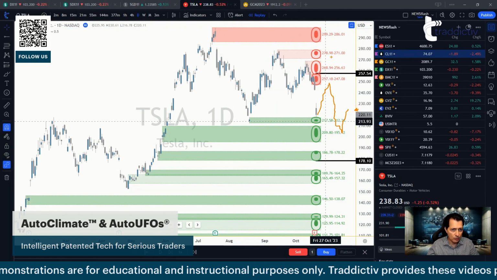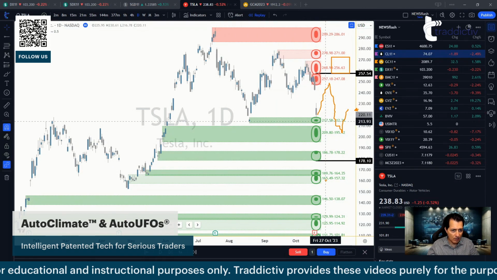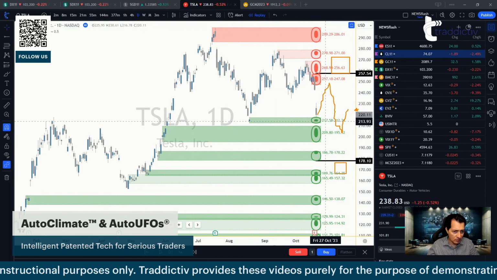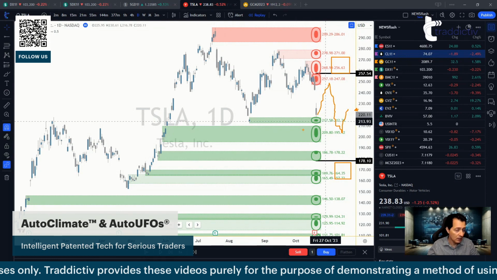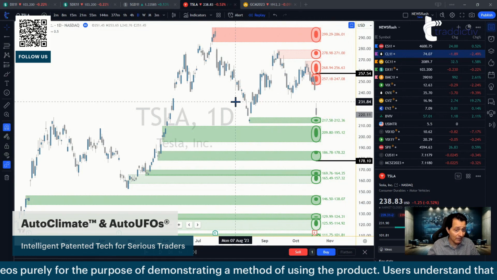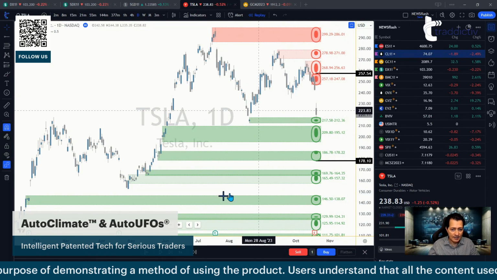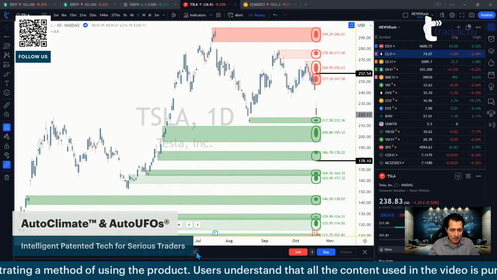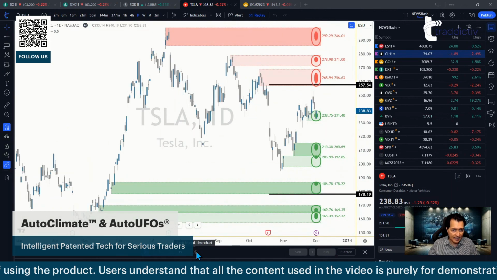So you can do your credit spreads above, credit spreads below, non-directional, iron condor, short strangles, iron butterflies, broken wing iron butterflies, whatever it is that you do as an options trader. And now, let's fast forward in time and see if Tesla stayed right there.